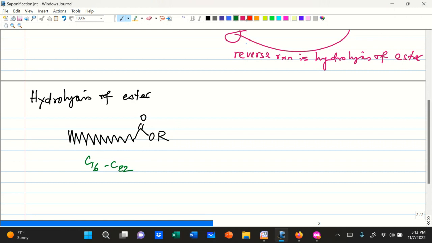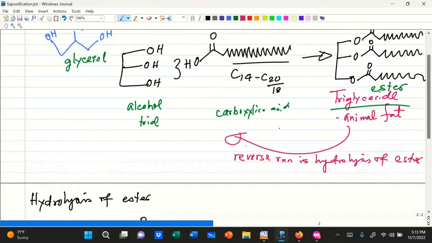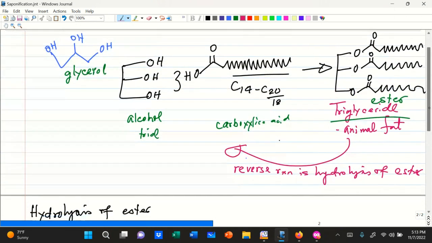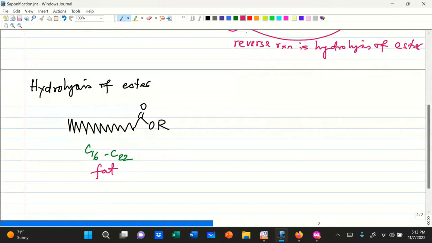This is also a fat molecule, by the way. Basically, an ester with a long hydrocarbon chain on the carboxylate side is a fat molecule. And when it is triglyceride, you have three such ester functional groups. That is triglyceride, that is animal fat. But if it is not triglyceride, then this fat molecule is a regular fat, which is present in animals, and in fact, some oils will also have that.